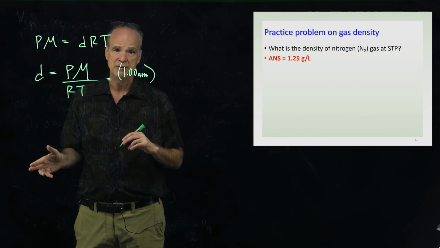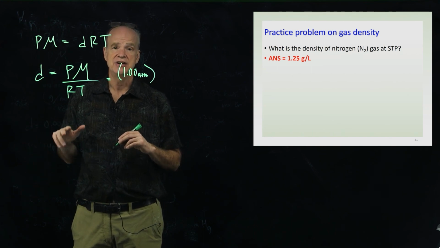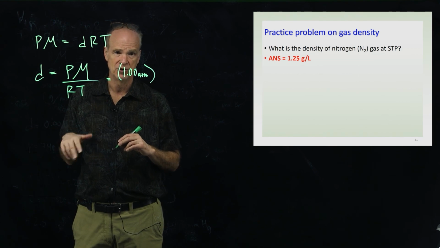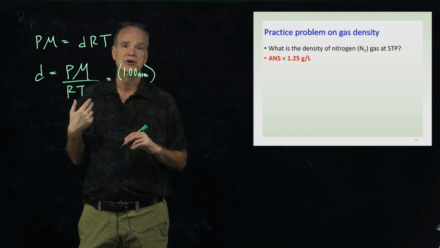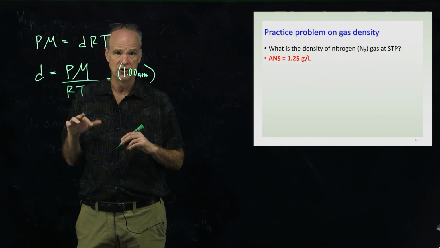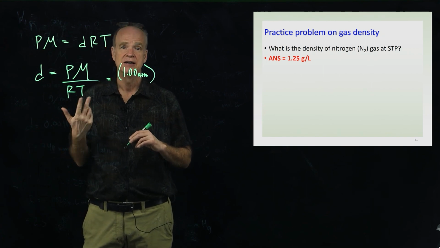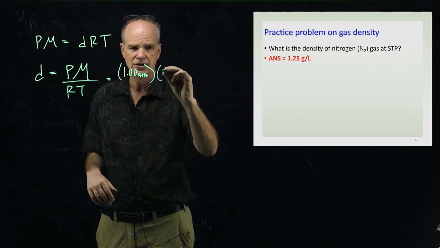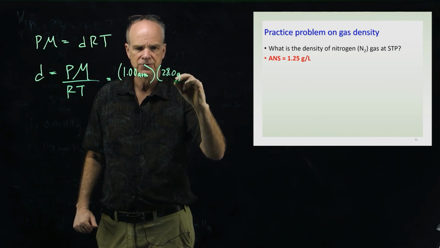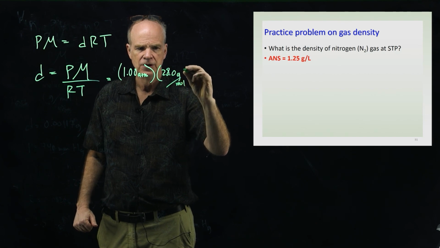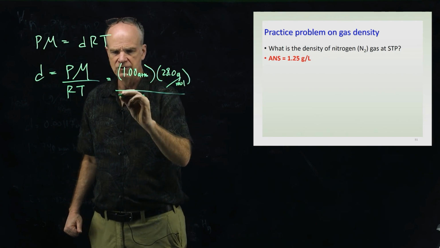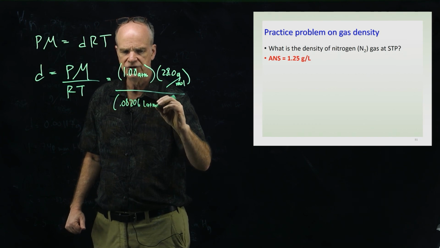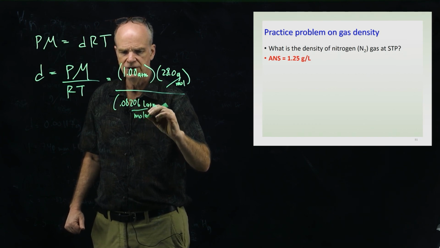So it's diatomic nitrogen. Each nitrogen atom has an atomic mass of 14.0 grams per mole. You can look that up in the periodic table. So if we have two atoms, the molar mass for N2 should be 2 times 14, which is 28.0 grams per mole. So I'm just going to write that here, 28.0 grams per mole. And then over R, which is 0.08206 liters atmospheres over moles degrees Kelvin.